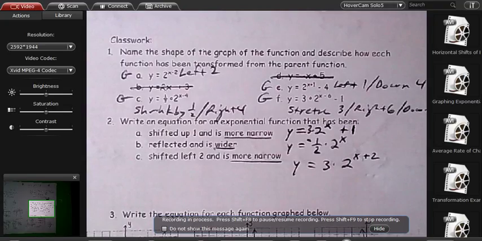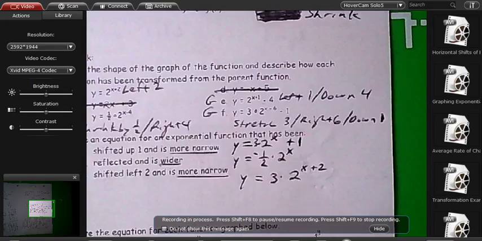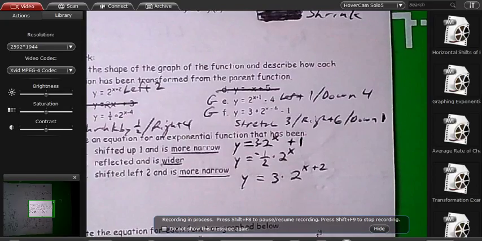Okay, part E, since there's an x plus 1, you know that there's going to be a left 1. There's a -4, so there's going to be a down 4. So fill that in. In part F, there's going to be a stretch by 3. It's going to be right 6 and down 1.